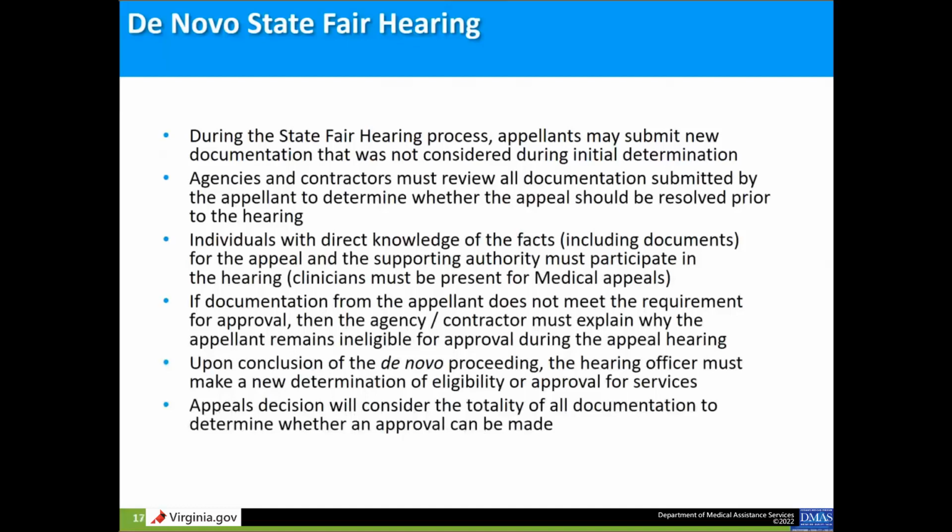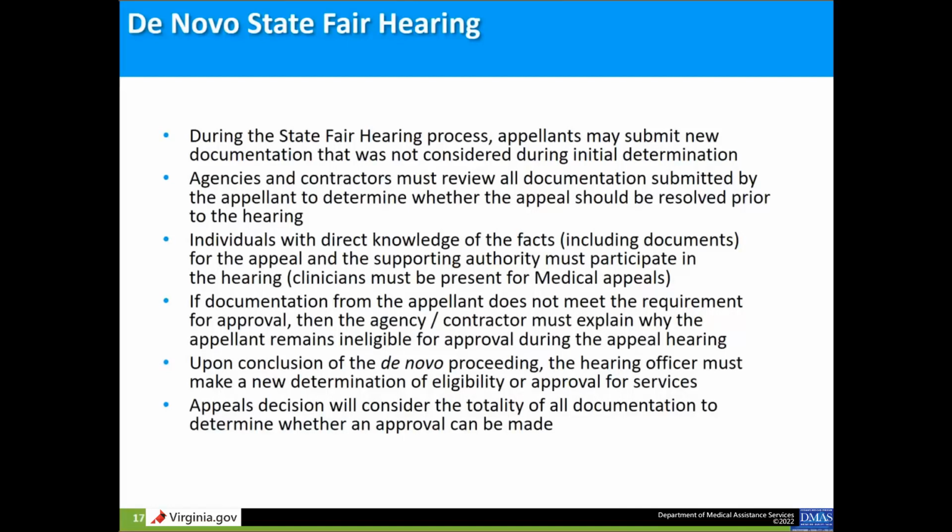As a result of this process, there are new requirements for DSS workers as it applies to the appeal summary. The first is that the DSS worker must evaluate any new documentation received with the notification of the appeal or submitted at any other time during the appeals process, even if they didn't have it when they made the original decision. Next, the DSS worker must evaluate whether the new documentation would change their original decision.